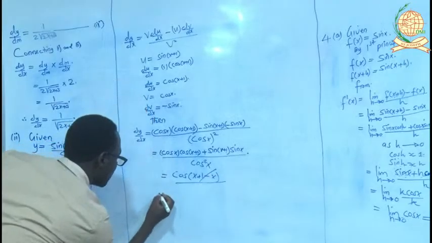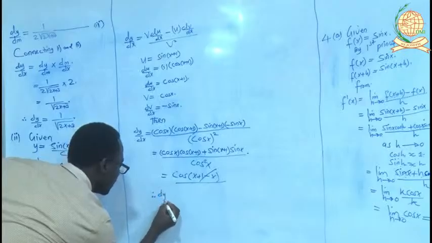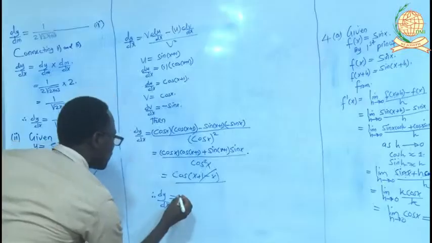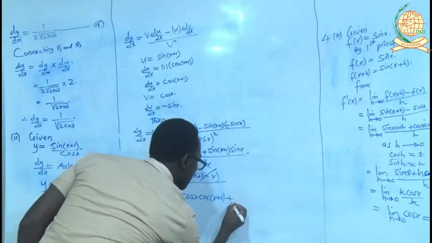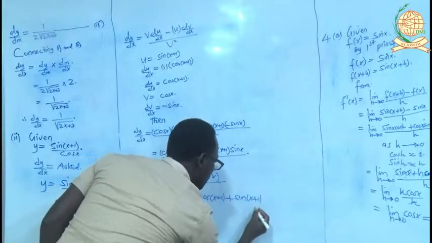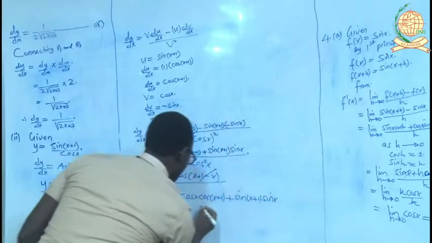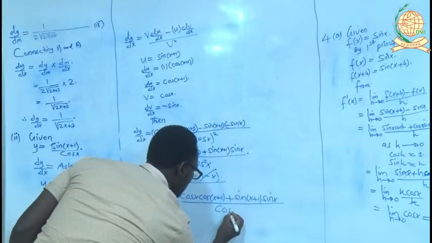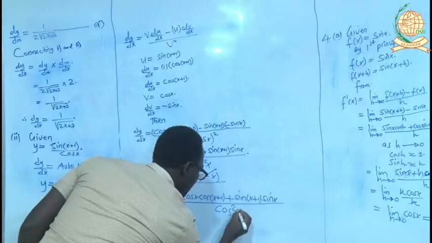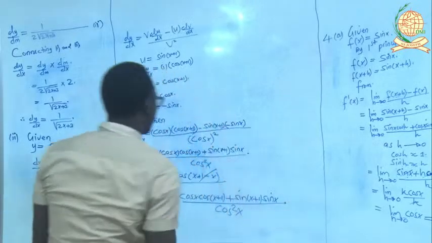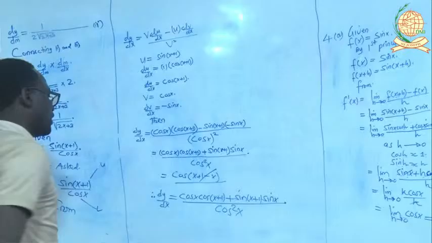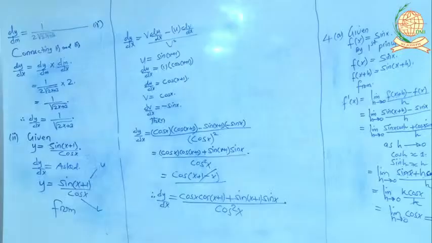Anyway, cancel this one, then you just end here. That dy over dx, this one equals cos x, cos of x plus 1 plus sin x plus 1 sin x divided by cos squared x dx. Yeah, and then now use quotient rule.